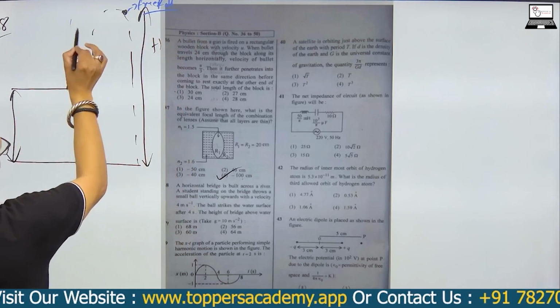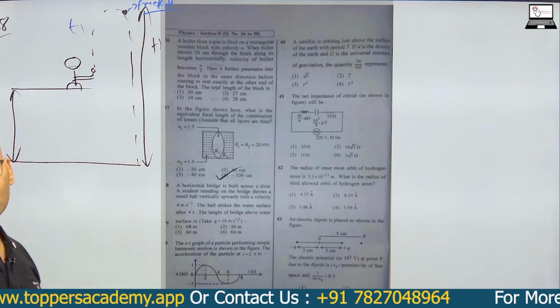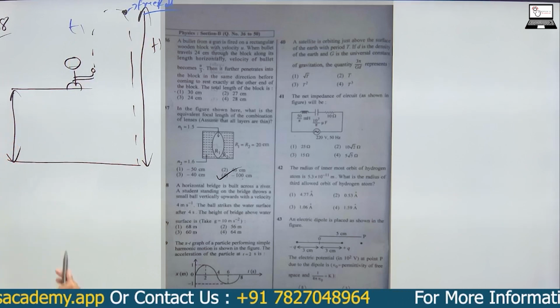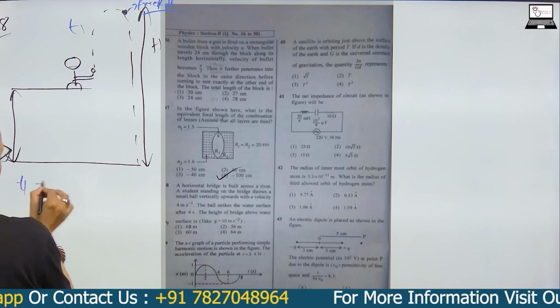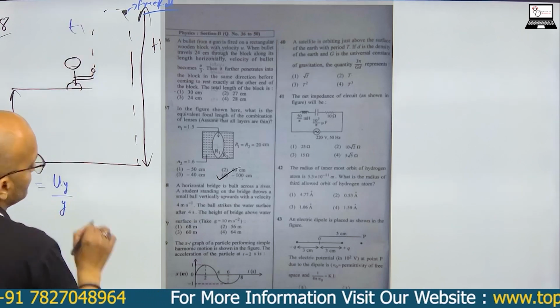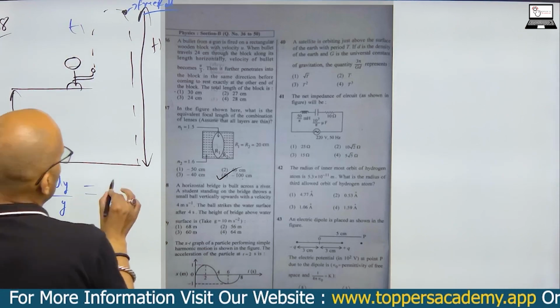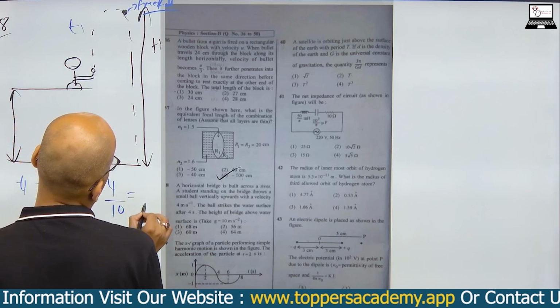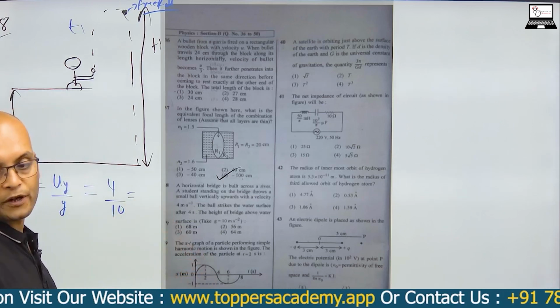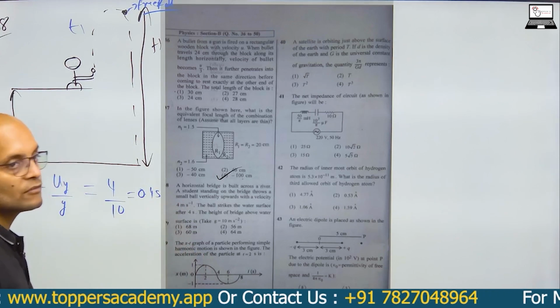Let us say T1 time is taken by the ball to move up. T1 is given by velocity along y-axis upon g. Direct formula is there. This is given as 4, g is 10, so 2 by 5, that is 0.4. So 0.4 seconds it is.